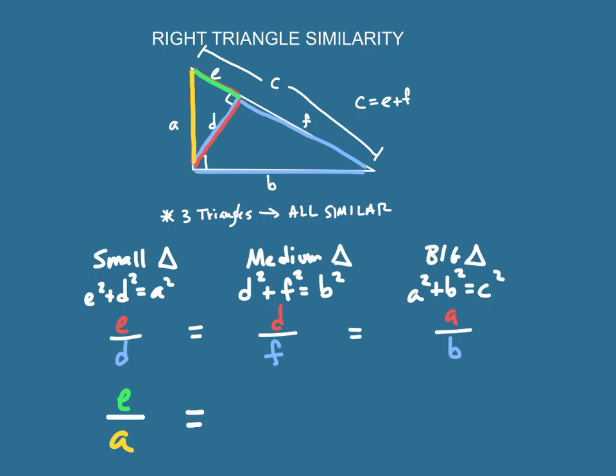So in this one, we could take our short leg and the medium-sized one, D, and then divide that by our hypotenuse, B. And then let's do that for our other one, which is our short leg of A being divided by our hypotenuse of C. So A being divided by C.